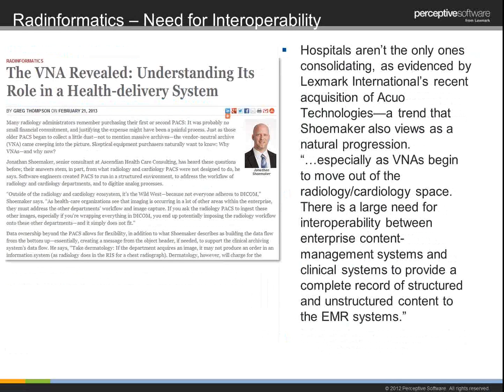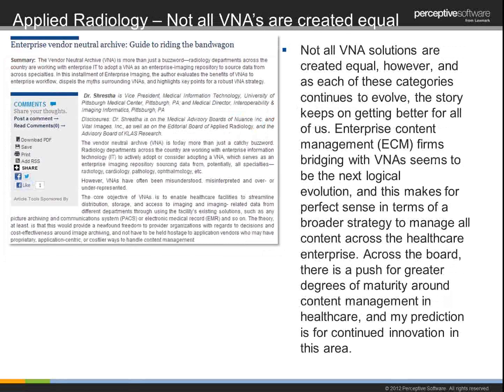An article recently published in Rad Informatics driving around the need for interoperability. Again, this was written by Jonathan Shoemaker, a consultant at Ascendian, and validation of technology, like side of just radio content, to really complete this patient record. The theme continues then. Raju Shrestha was published in Applied Radiology recently around his article, Guide to Riding the Bandwagon of Enterprise VNAs, and he really drives into how VNAs really aren't created equal.